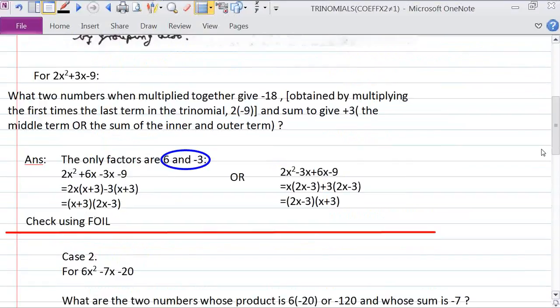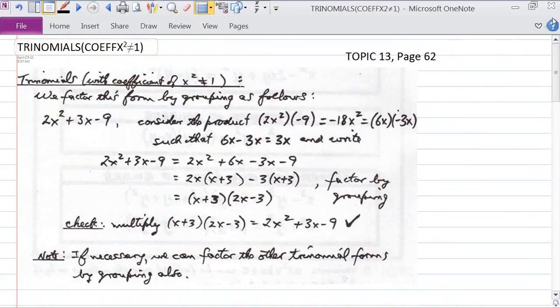So this completes our discussion of factoring trinomials.